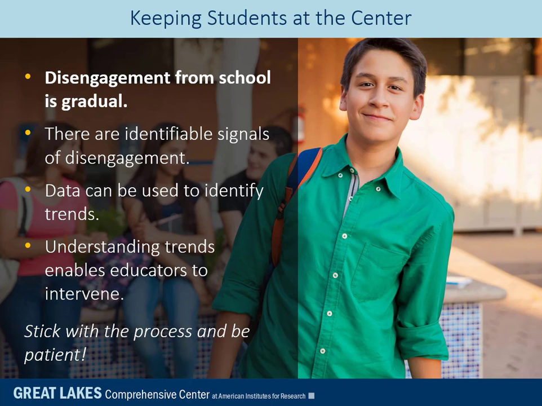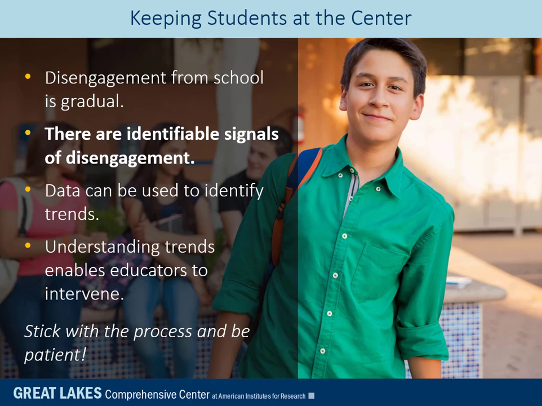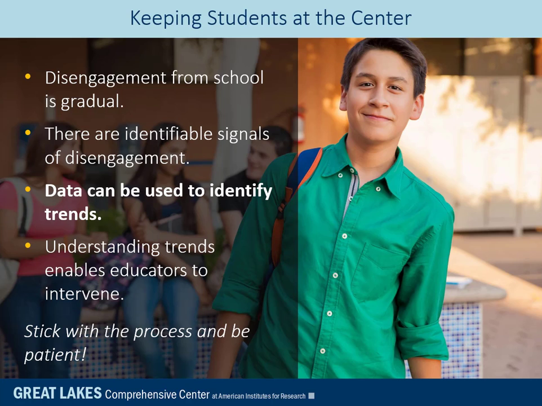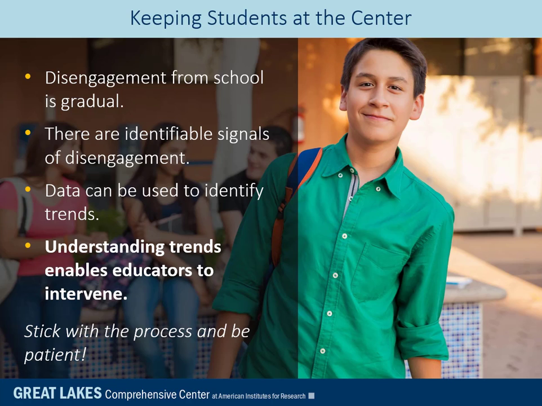Early warning systems grew from the understanding that student disengagement from school is a gradual process, and that there are identifiable signals when a student is headed toward dropping out. Schools can use data to identify trends among students, enabling educators to intervene with those who are likely to leave school before graduation. When EWIMS is implemented successfully, students who are at risk of falling off track receive appropriate interventions to get back on track.